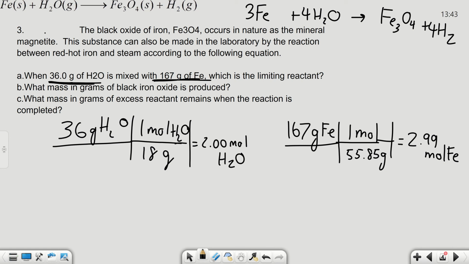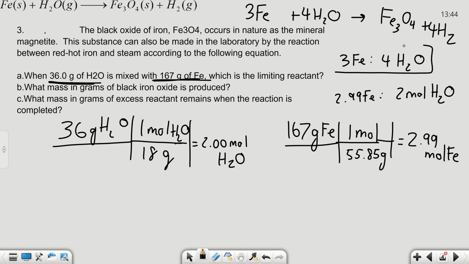Again, it has nothing to do with which one has fewer moles. It goes now to the ratio itself. All right? And so this is what I mean by we can look at this ratio a little bit. I have a 3 Fe to 4 mole ratio of H2O. My one down here is 2.99 Fe to 2 moles of H2O. If I look at that, what this is saying in the chemical reaction would be one of the first things to look at.